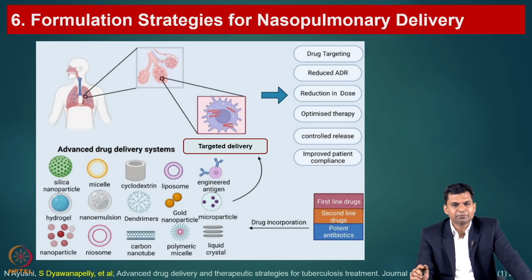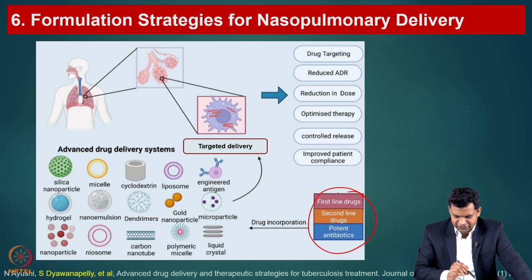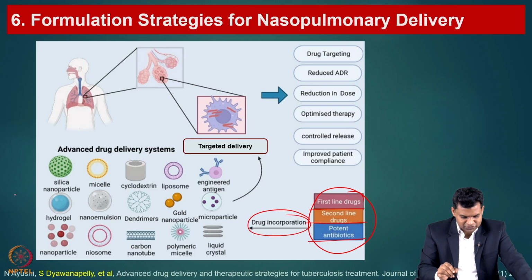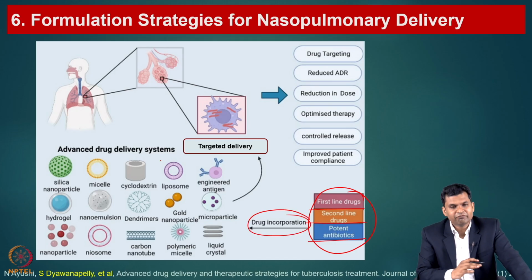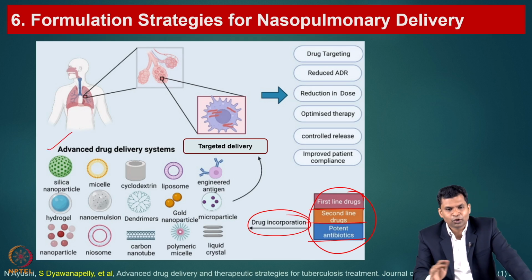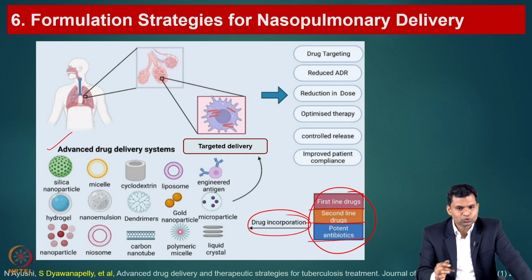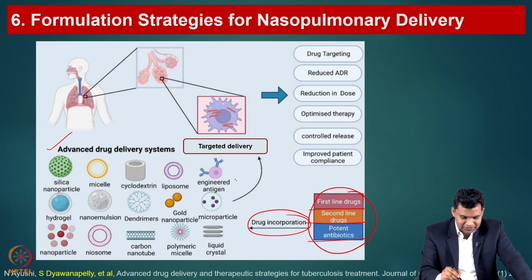Now, here are the formulation strategies. As we discussed in our introduction, these are the first line drugs, second line drugs, various antibiotics, and anti-cancers that need to be incorporated into various types of systems. You can see here various types of advanced drug delivery systems, which are combinations of polymers, lipids, and also inorganic materials. And not only that, there are engineered antigens also, which you will see.